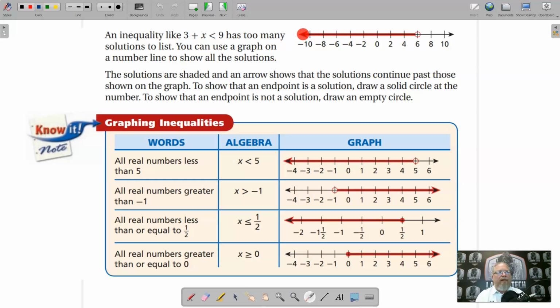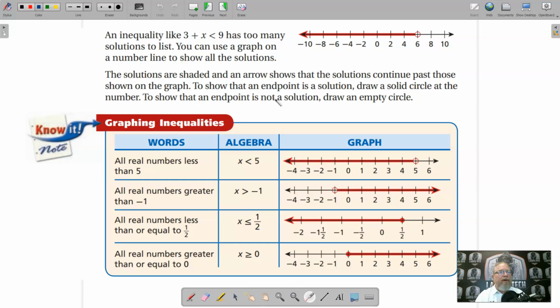And the fact that the arrow is shaded here lets us know that all those solutions continue to negative infinity, just like the left side of the number line continues to go to negative infinity. So the solutions are shaded, and the arrow shows that the solutions continue past those shown on the graph, such as past negative 10. To show that an endpoint is a solution, draw a solid circle at the number.